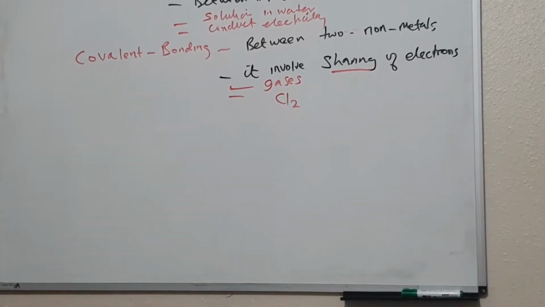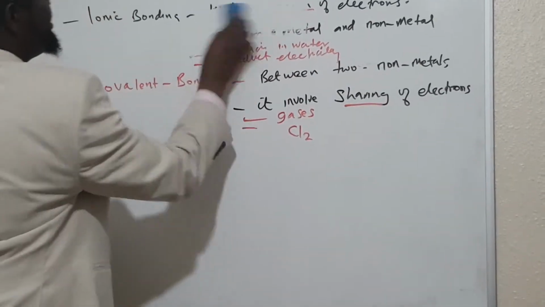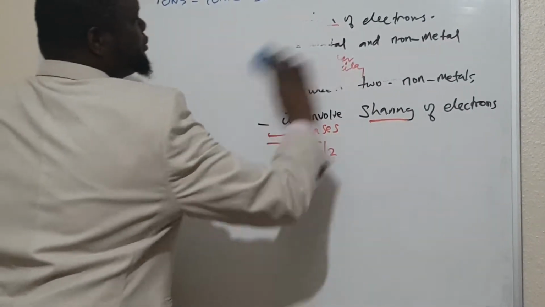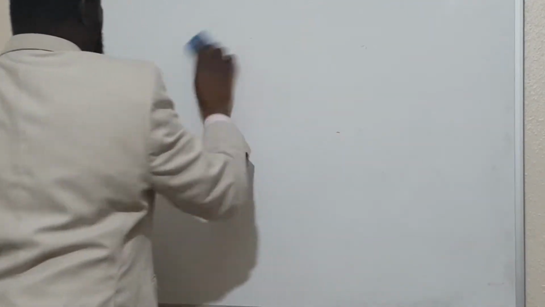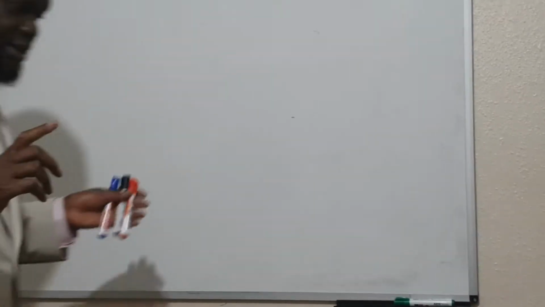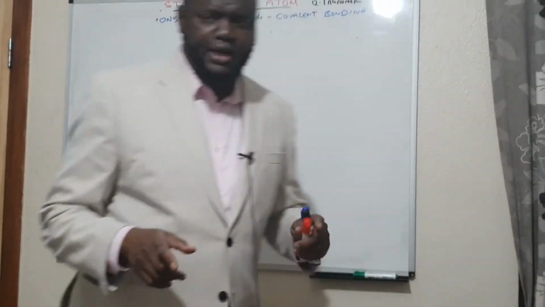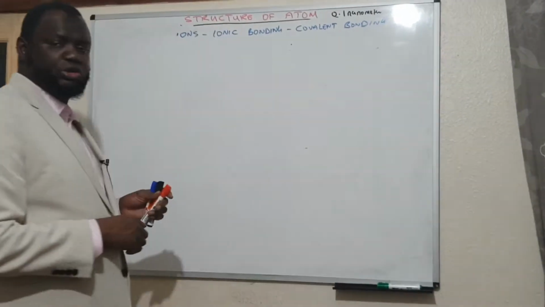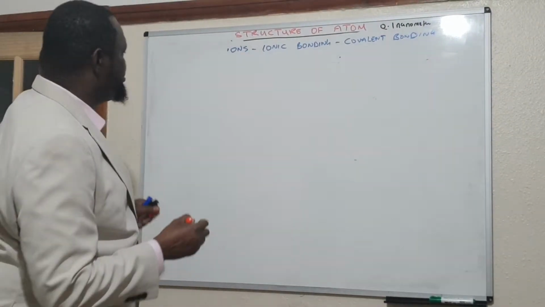Now, ionic bonding and covalent bonding. Let's see how the mechanics work. We are going to do it in two ways, using the nuclear structure and the atomic structure as well. Now the atomic structure is simple.